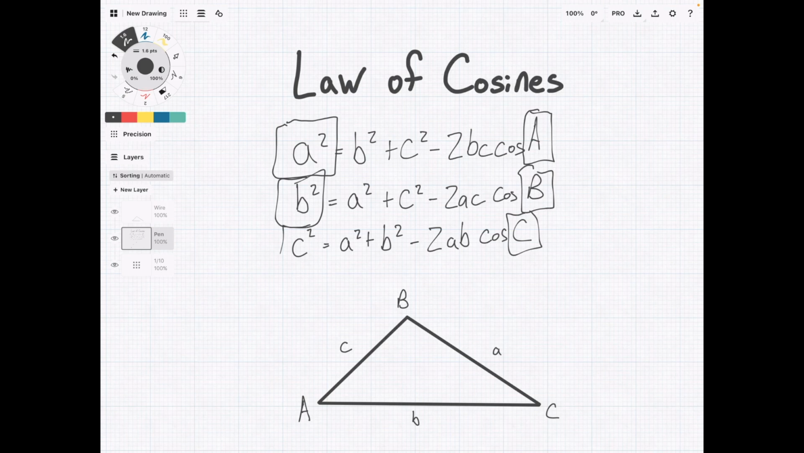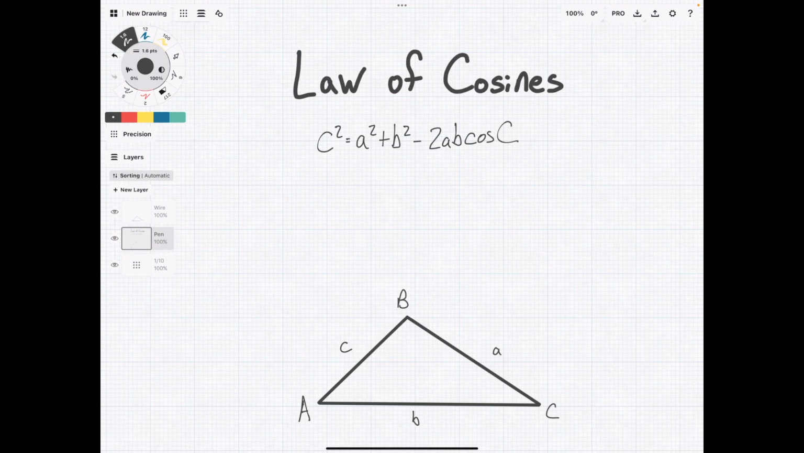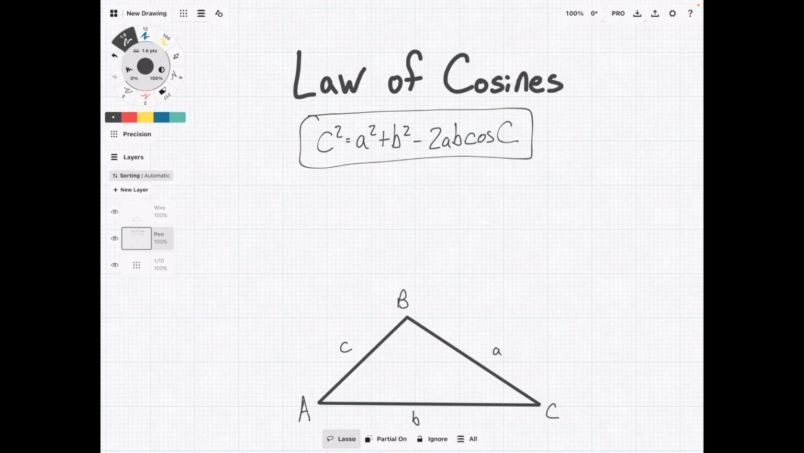Given the law of cosines, we can also derive the Pythagorean theorem by assuming that one of the angles is 90 degrees. So in this case, we're going to use the equation that uses c squared on the one side just because it matches the Pythagorean theorem. And then we're going to set angle C equal to 90 degrees.